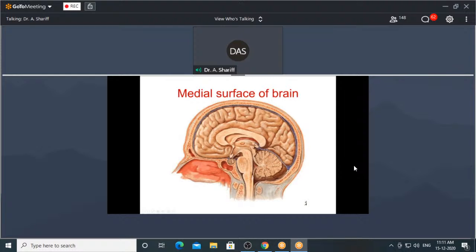Cerebral hemispheres. Similar areas of both the cerebral hemispheres are connected through the corpus callosum. And this region is the thalamus, and this is the cerebellum here, and this is the roof. This is the midbrain. So this is the pons, and this is the medulla oblongata. These two together are called the metencephalon, and this is called the myelencephalon.